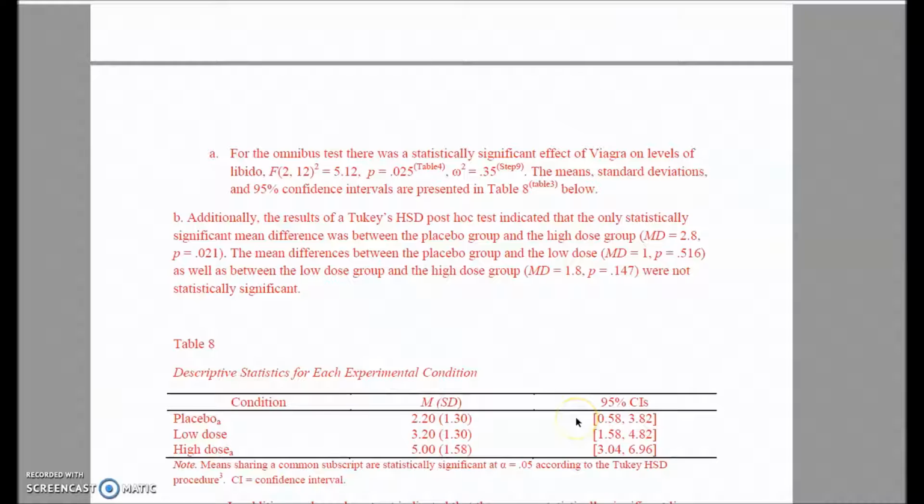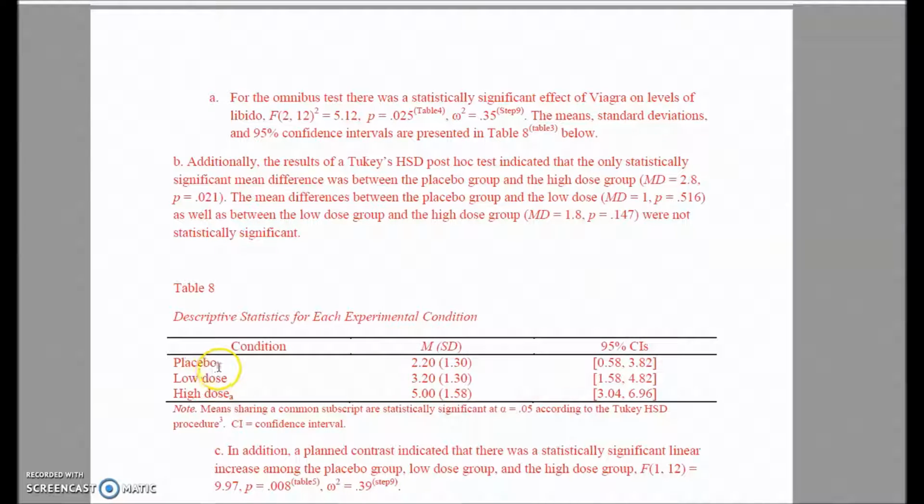So I put a new table down here. So placebo, here you are going to put an A, because you are saying means sharing a common subscript are statistically significant at alpha equal to 0.05 according to Tukey's procedure. So here is the ANOVA, here is the Tukey, and here is the planned contrast. So when you report the results, either you do AB or you do AC. So that's how you do this.